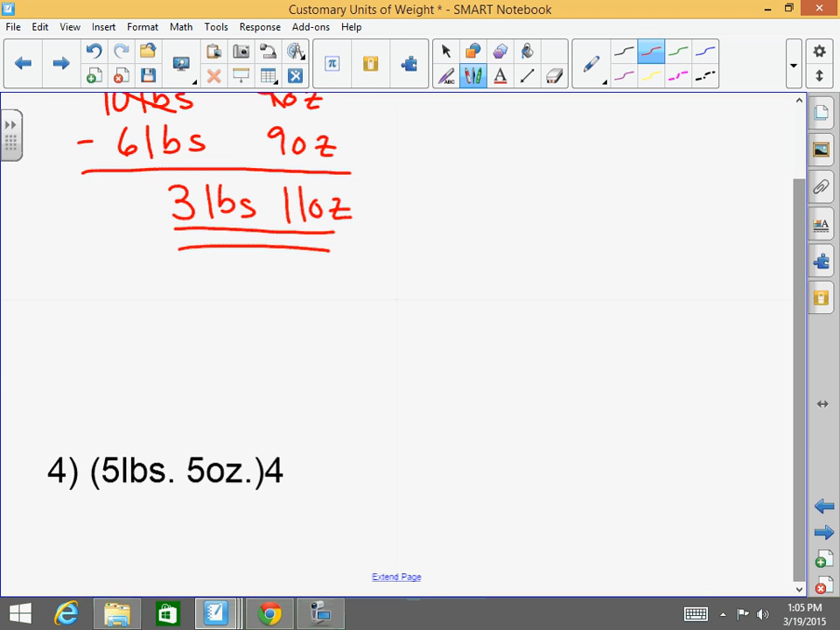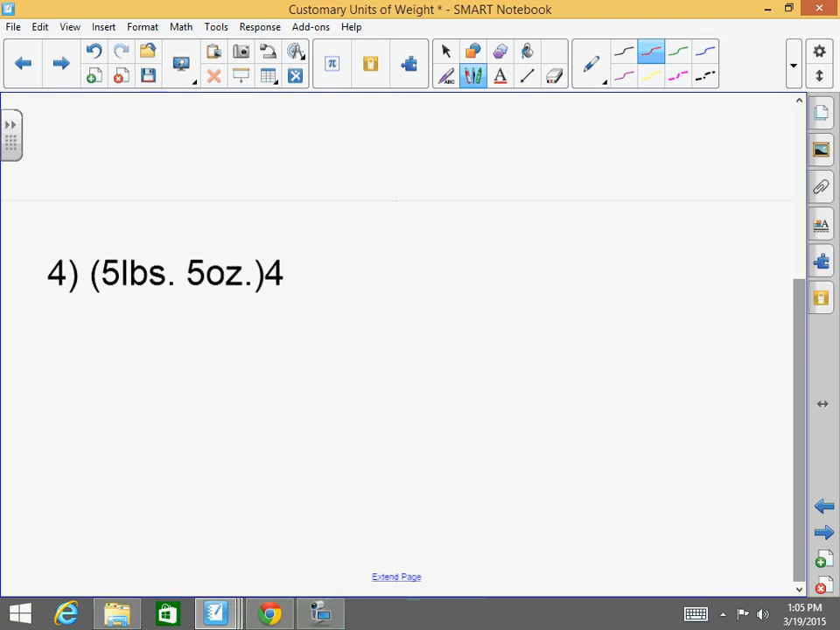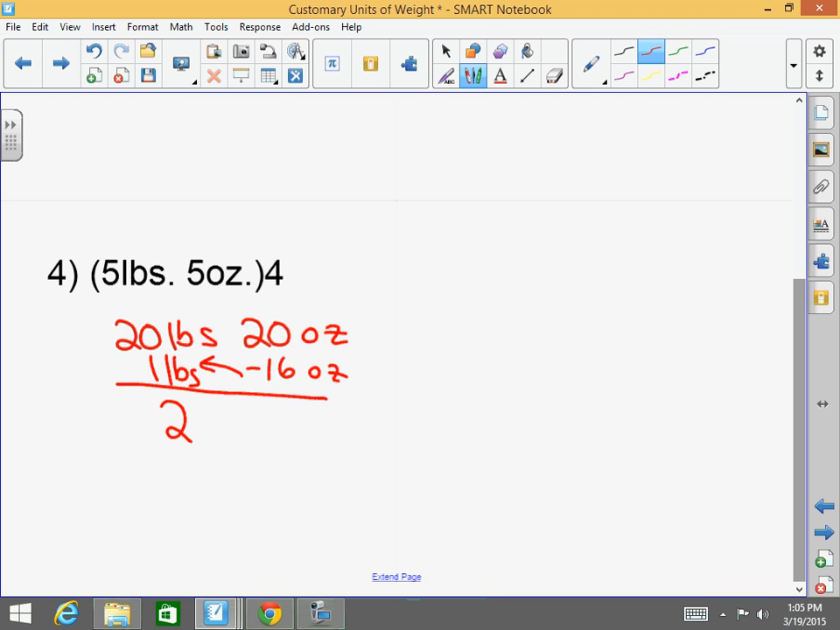Okay, how about this is multiplied. 5 pounds, 5 ounces times 4. So this is going to equal 20 pounds, 20 ounces. Now, isn't 20 ounces larger than 16? So I can subtract 16 ounces out of here and add 1 pound. So this would be 21 pounds and 4 ounces.